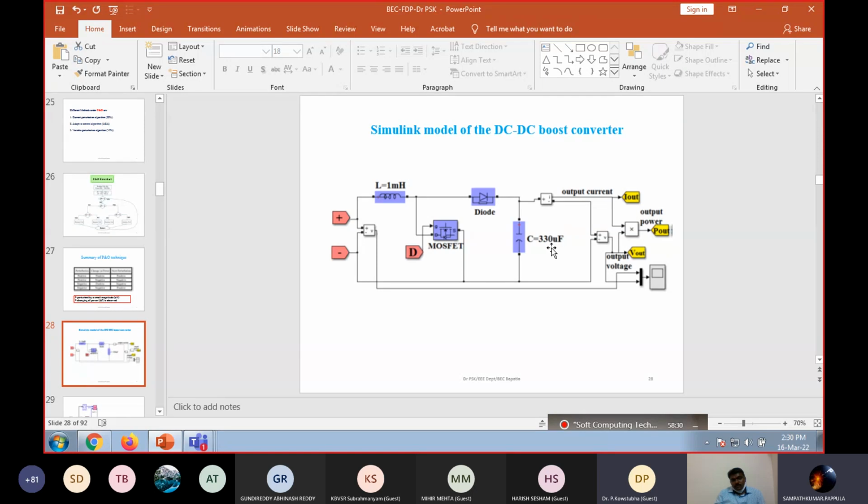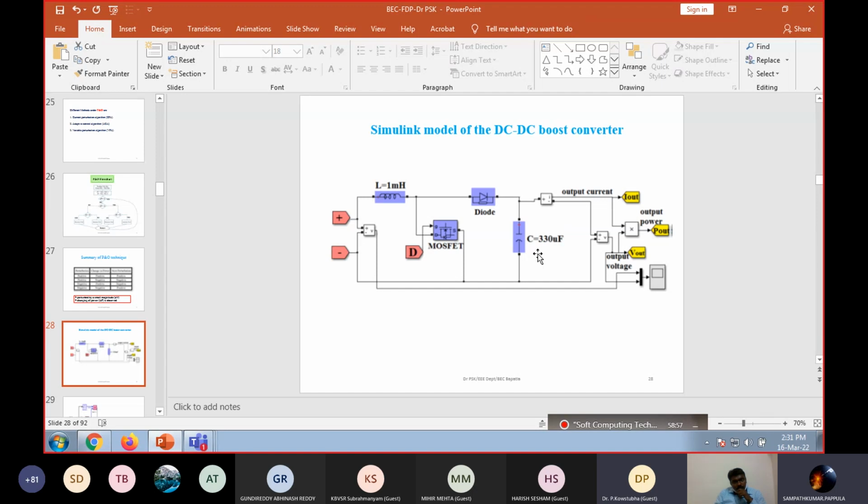Here the capacitance value is 330 microfarad. Based on our output voltage requirement, I have taken this capacitance value. So what I would like to tell you is, based on our perturb and observe method, step by step, how it flows and how it is to be constructed. Let us see now, right?